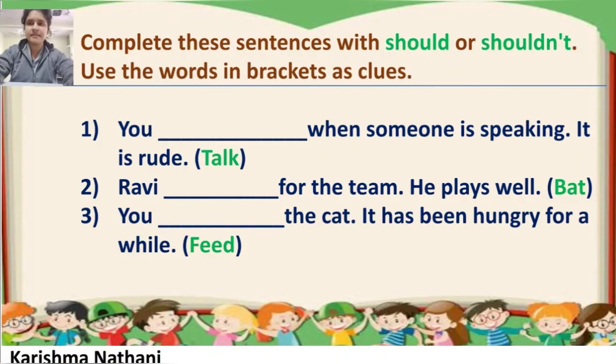The next exercise is, complete the sentences with should or shouldn't. Use the words in the bracket as clues. Same as the previous exercise, but it is should or should not. So let's start. You dash when someone is speaking. It is rude. Then answer is, you should not talk when someone is speaking. Ravi dash for the team. He plays well. Bracket is bat. Answer is, Ravi should bat for the team. He plays well. You dash the cat. It has been hungry for a while. In bracket, feed. Answer is, you should feed the cat because it has been hungry for a while.